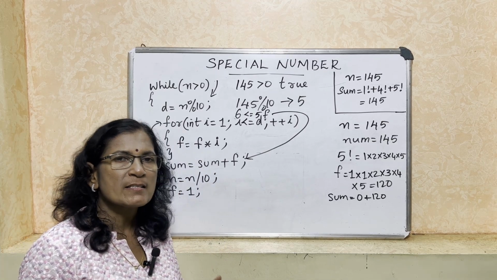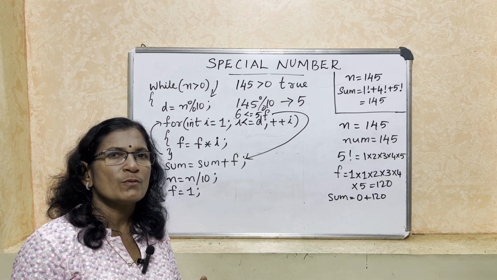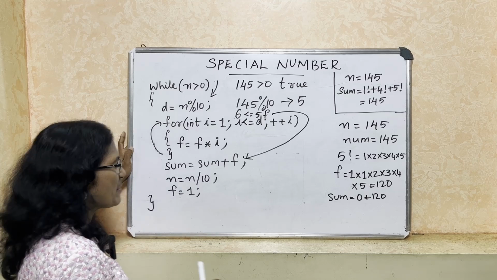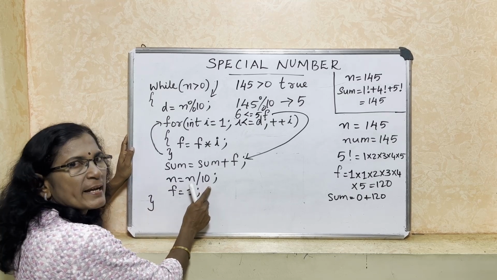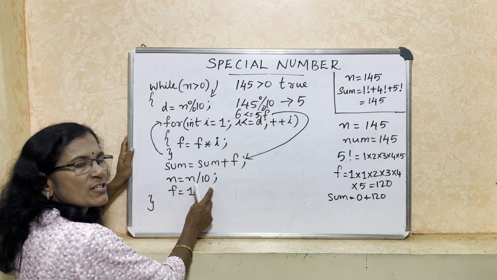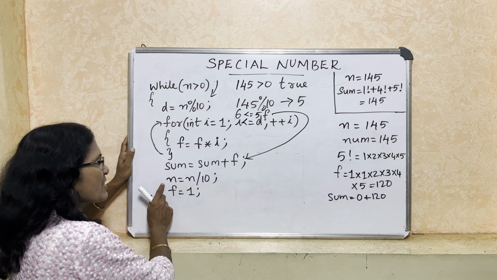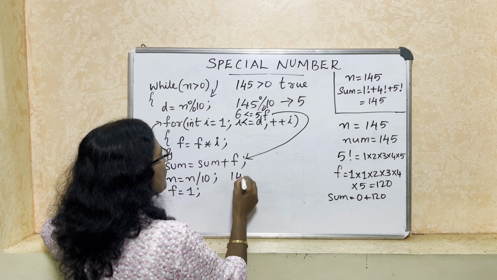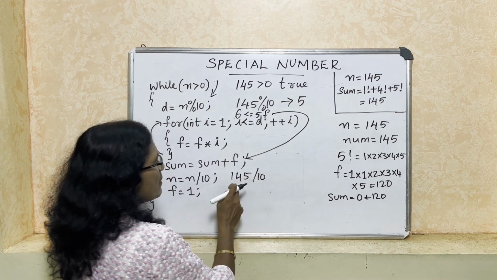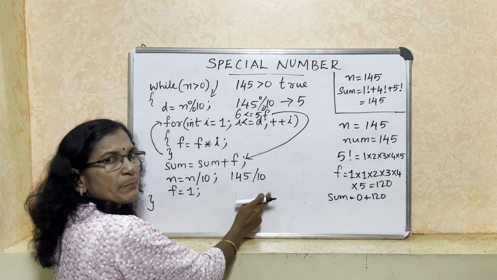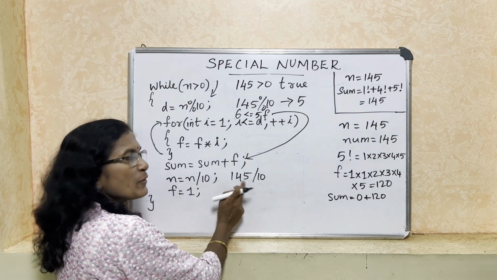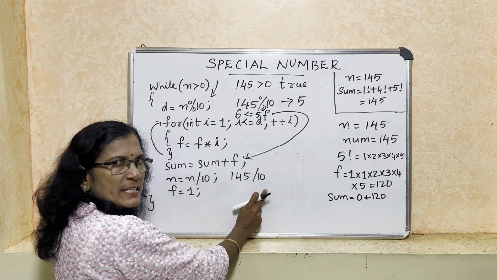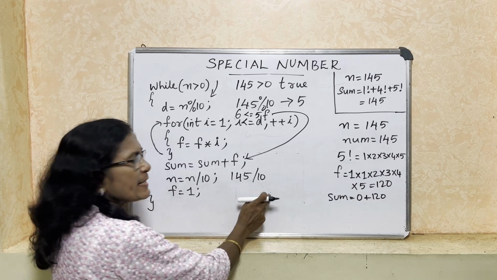The next step is to remove the last digit from the number. To remove the last digit from the number, n is divided by 10 and the quotient of the division is assigned to the same storage location. N is equal to n by 10. So 145 divided by 10. We need the quotient of the division. Both the numbers are integers. 145 is an integer, 10 is also an integer. So the quotient will be an integer. The result of this operation will be an integer.